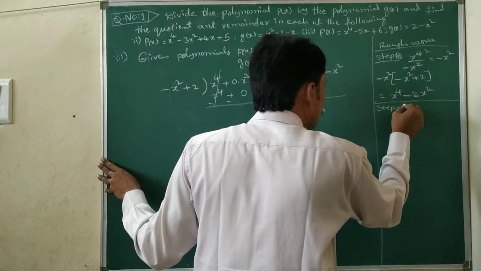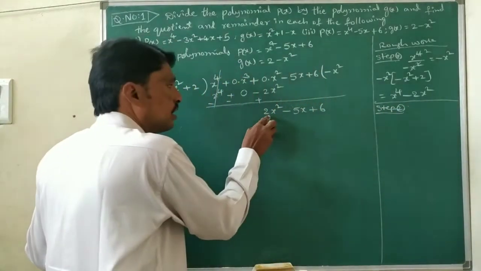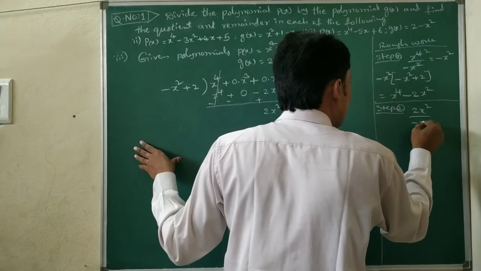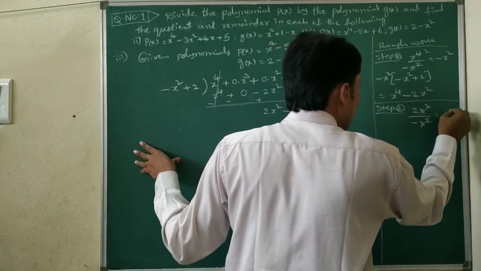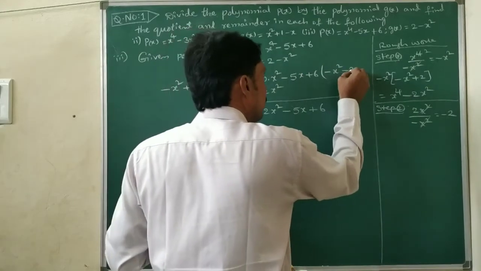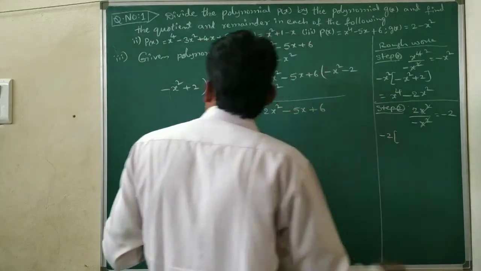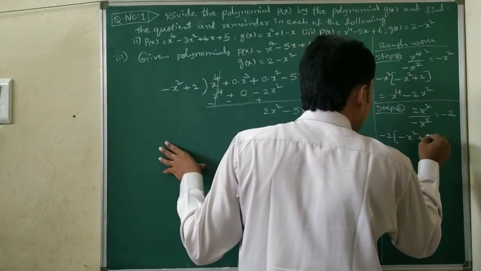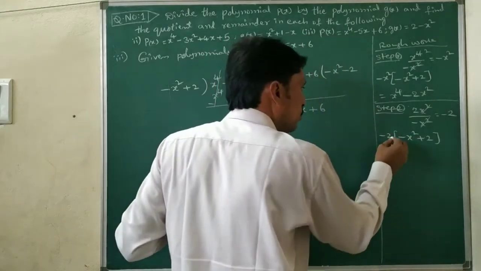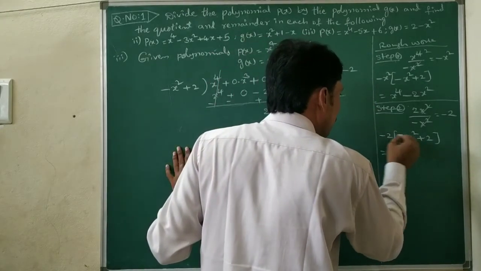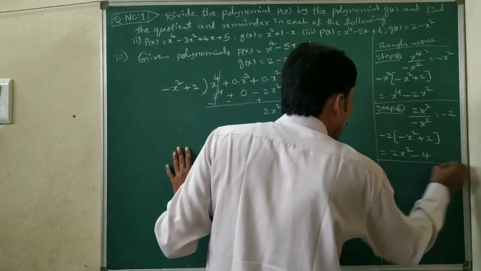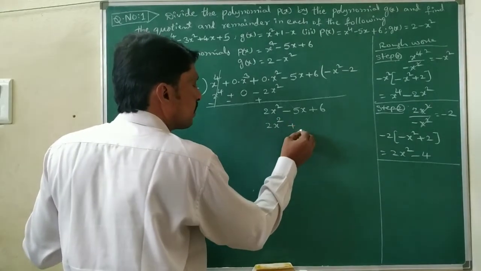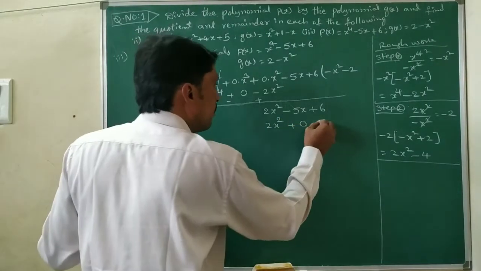Step number 2. So what is the step number 2? Here first term it is 2x square by divisor in first term minus x square. X square get cancelled, that is minus 2. You can write here minus 2. Minus 2 to what is the divisor, that one we need to multiply. Means minus x square plus 2. Minus into minus plus, 2 into x square 2x square, minus into plus minus, 2 into 2 4. Means we can take here 2x power 2 plus here x term means we can take 0 minus 4.